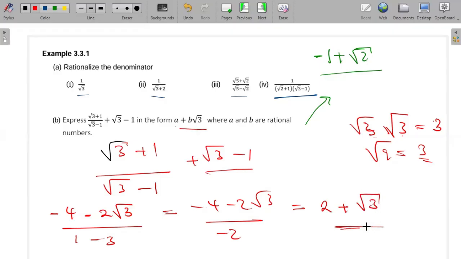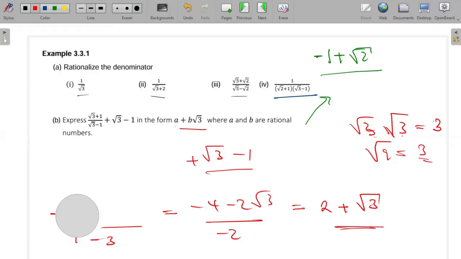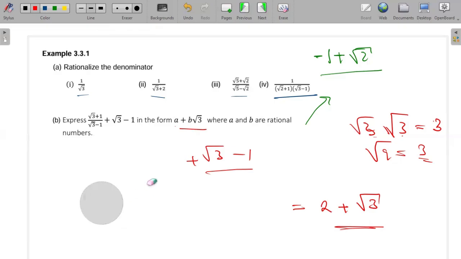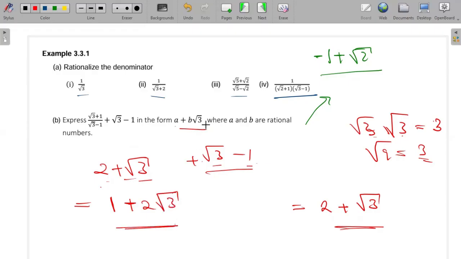So this is what it simplifies to. Now, remember this part which we had forgotten about. That part is this root 3 minus 1. So this will be 2 plus root 3 plus root 3 minus 1. The minus 1 will subtract with the 2 there, which gives you 1. This and that will add, that will give you 2 root 3. And just like that, you've expressed it in this form.